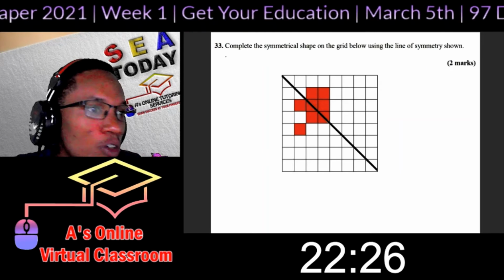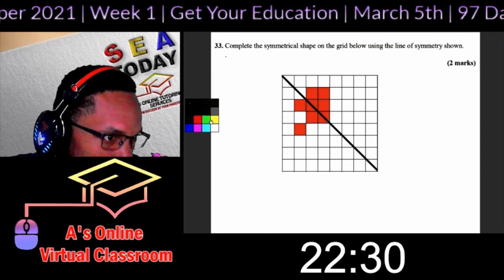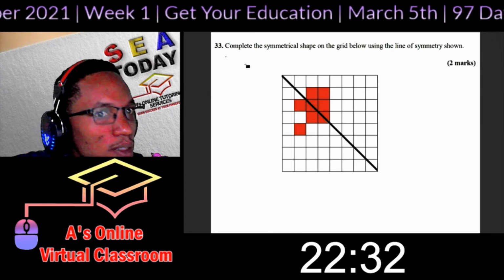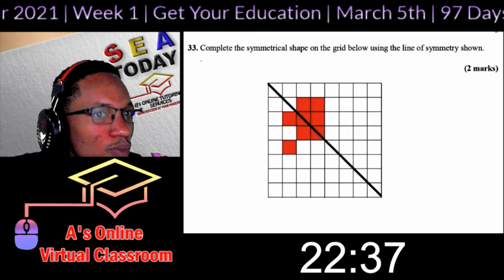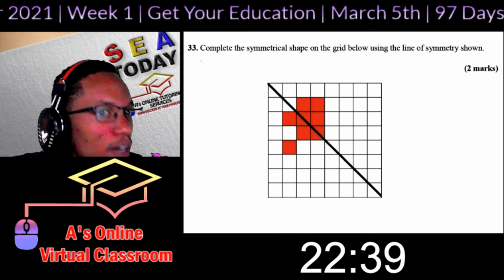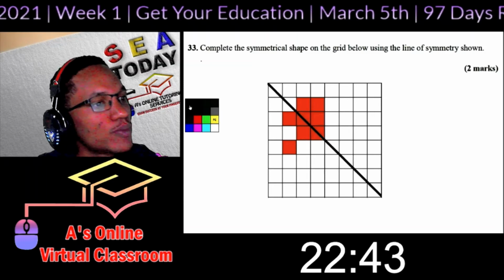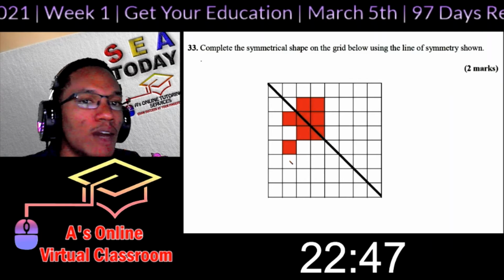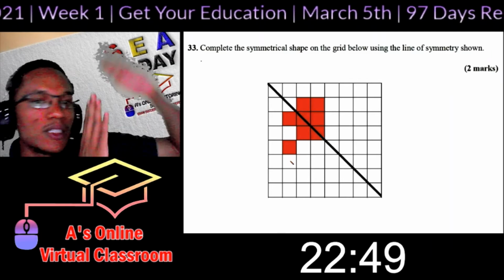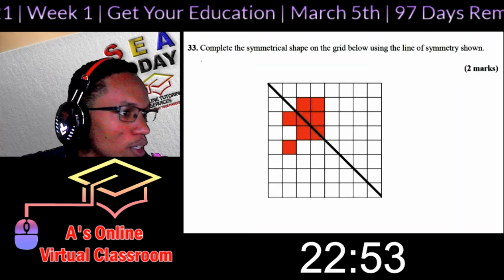Alright, so now we're going to cruise through this one. We really like these types of questions. They want us to complete the symmetrical shape on the grid below using the line of symmetry shown. So, how does symmetry work? Every single square that you see here has to have a match on the opposite side of the line, the black line going through the middle, diagonally here.